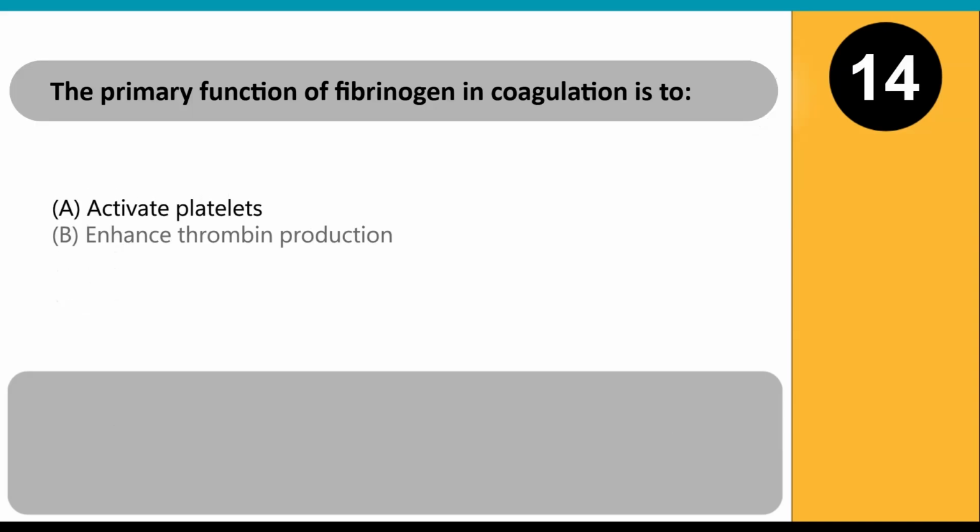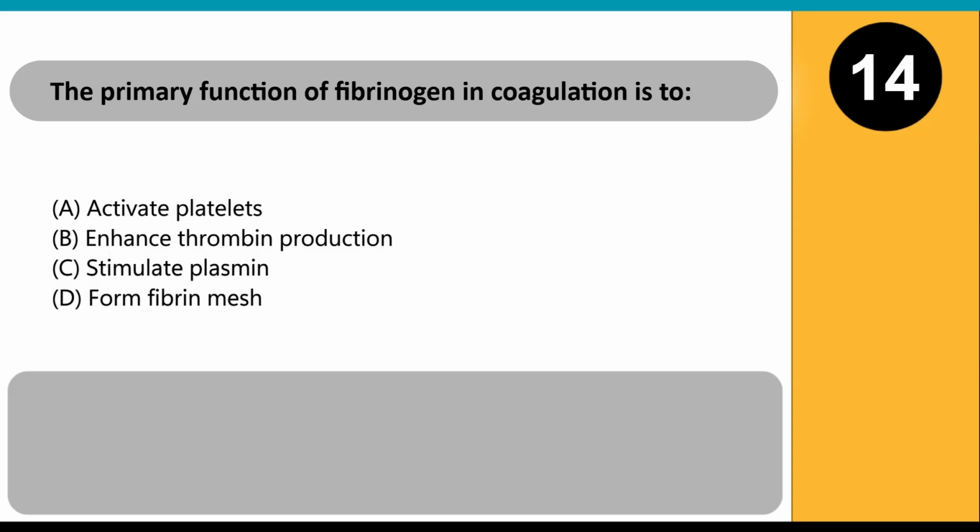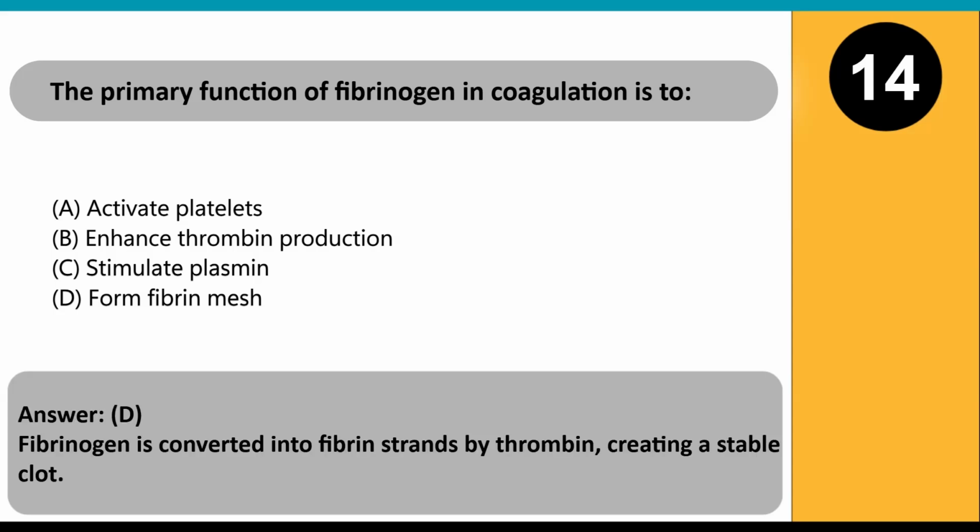The primary function of fibrinogen in coagulation is to A. Activate platelets. B. Enhance thrombin production. C. Stimulate plasmin. D. Form fibrin mesh. Answer D. Fibrinogen is converted into fibrin strands by thrombin, creating a stable clot.